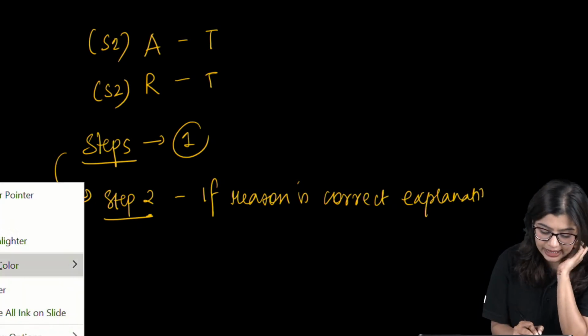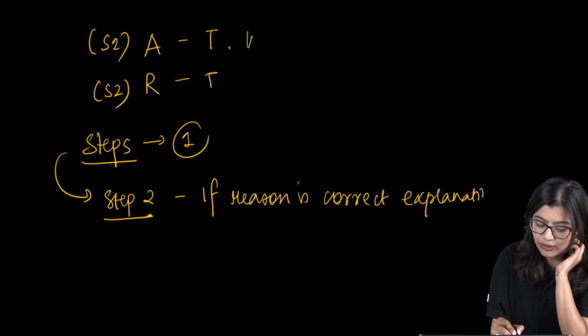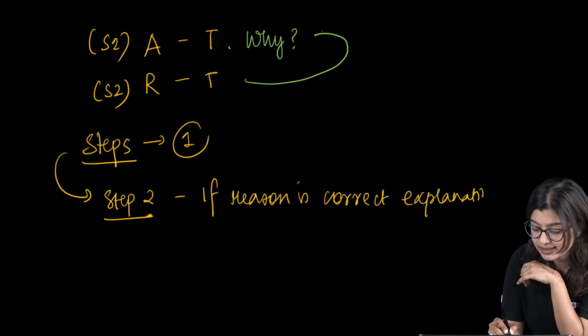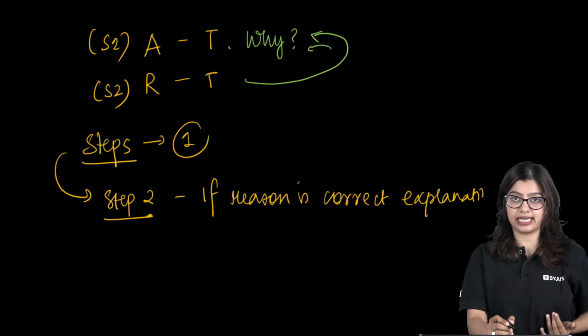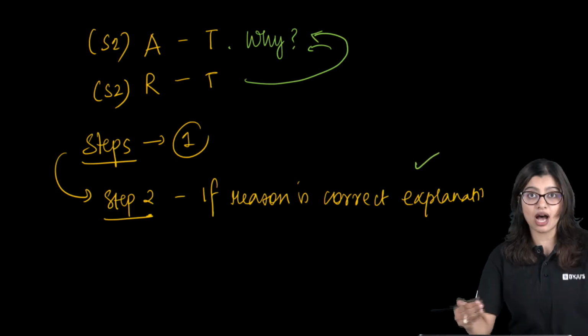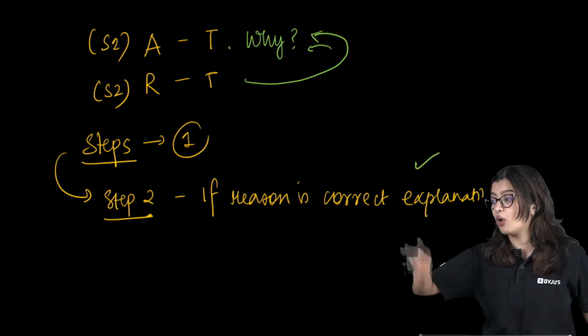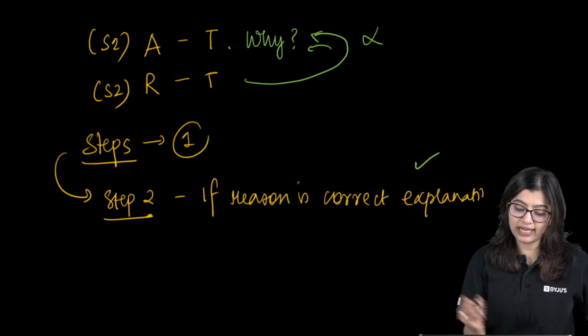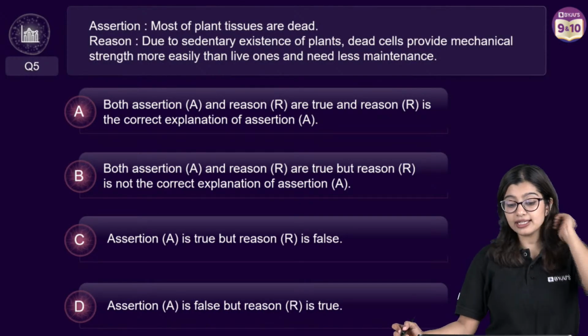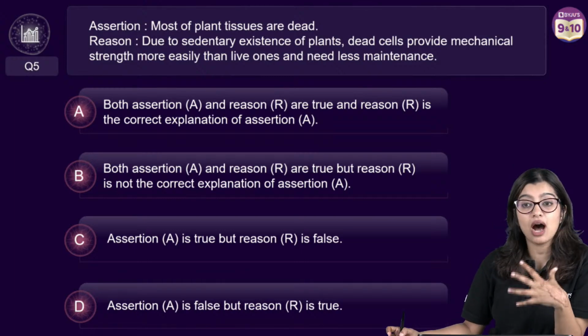Now, how will you know if the reason is the correct explanation? Easy. After the assertion statement, put a full stop and ask yourself why. And if this reason justifies the assertion statement, then only it is a correct explanation. If it does not answer questions of why, how, what, where, then we know that this is incorrect. Yes? So in this particular case, most plant tissues are dead.